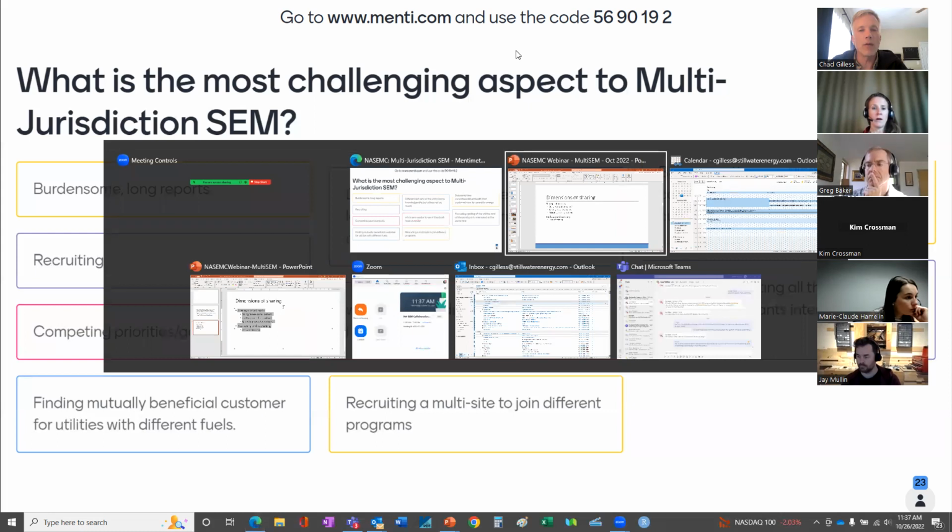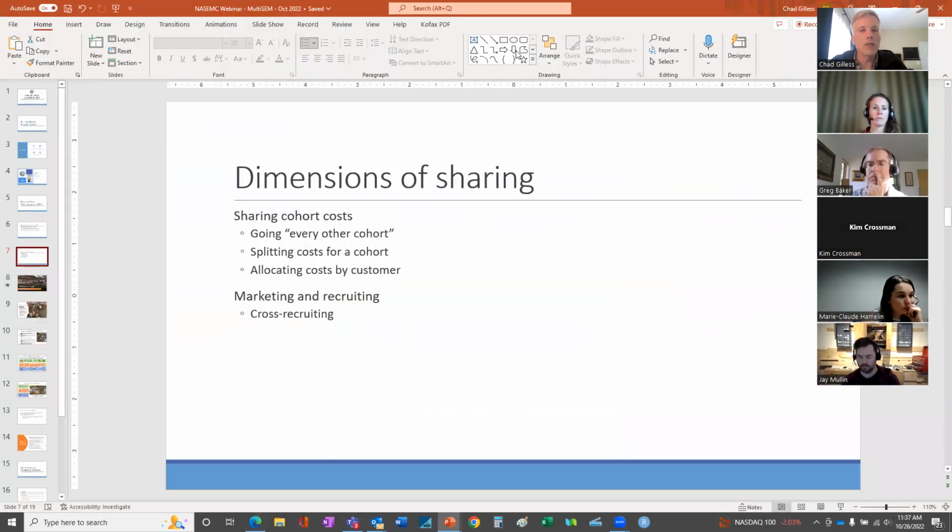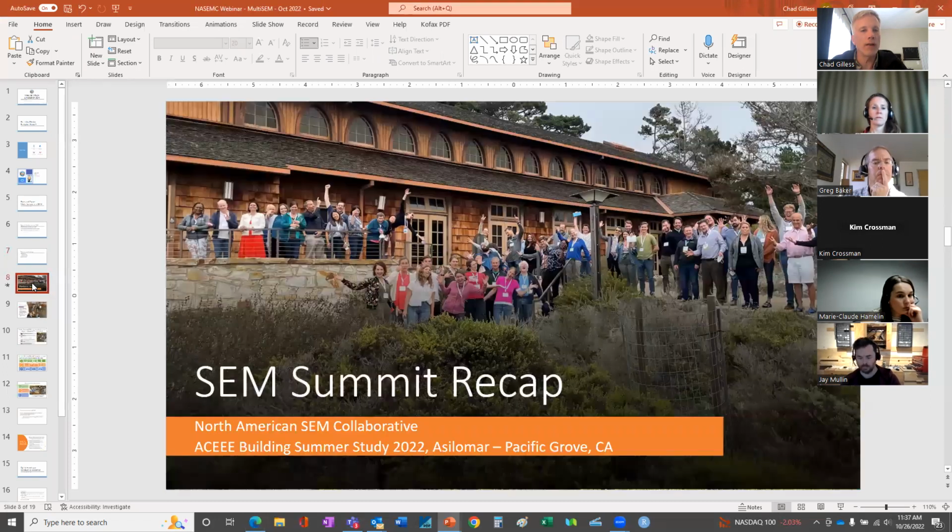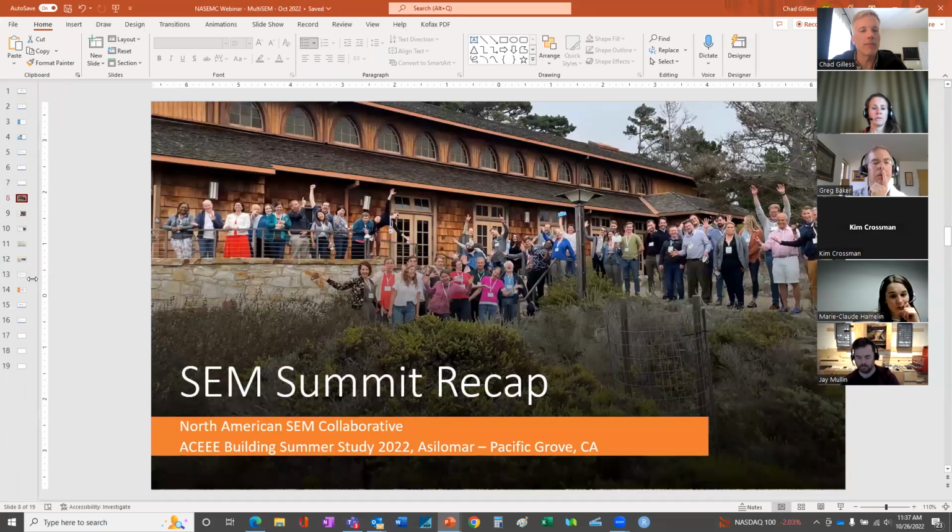But for now, we will go to our next topic, which is a report out, the recap from the SEM Summit. And a big thanks to Jonah from ACEEE who put together these slides. So this is the group photo. You can see a bunch of great looking people here, happy as can be to not be on the beach, instead dedicated to SEM inside this big building.